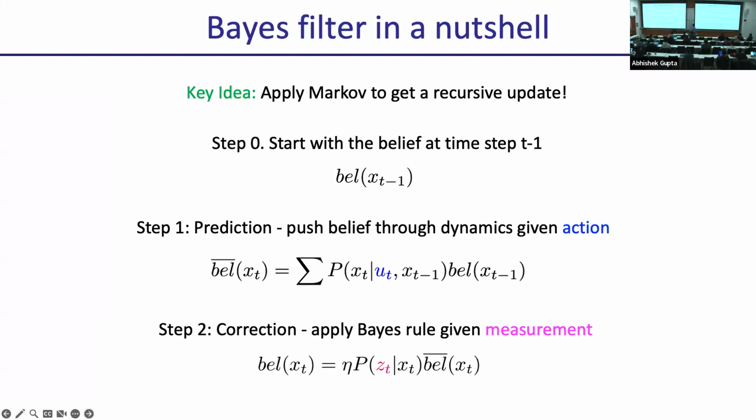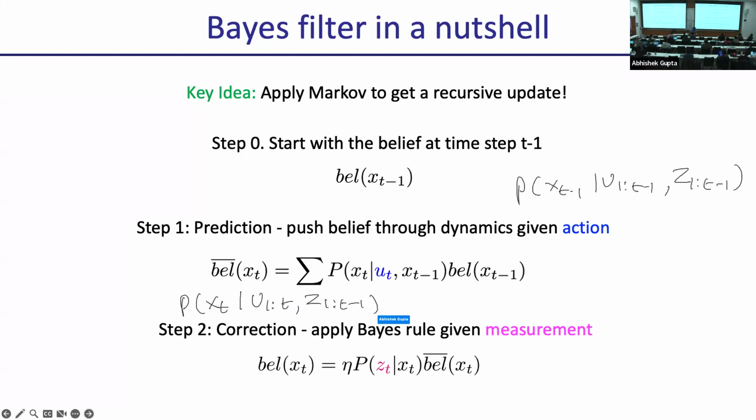That's right. So approximately, we started with the belief at xt minus 1. We followed two steps, the prediction step, which goes from belief at xt minus 1 to belief bar at xt. Let's make sure we redefine these things. Belief at xt minus 1 is P of xt minus 1 given U1 to T minus 1 and Z1 to T minus 1. Belief bar at xt is P of xt given U1 to T, Z1 to T minus 1.